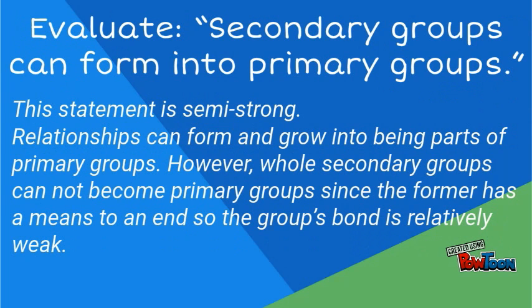Finally, I would like to evaluate a claim. The claim states, secondary groups can form into primary groups. This statement is semi-strong. I believe that some relationships can form in secondary groups that grow into being a part of primary groups. For example, in a workers' union. Some friendships may form within the union that last even when that friend leaves the union.